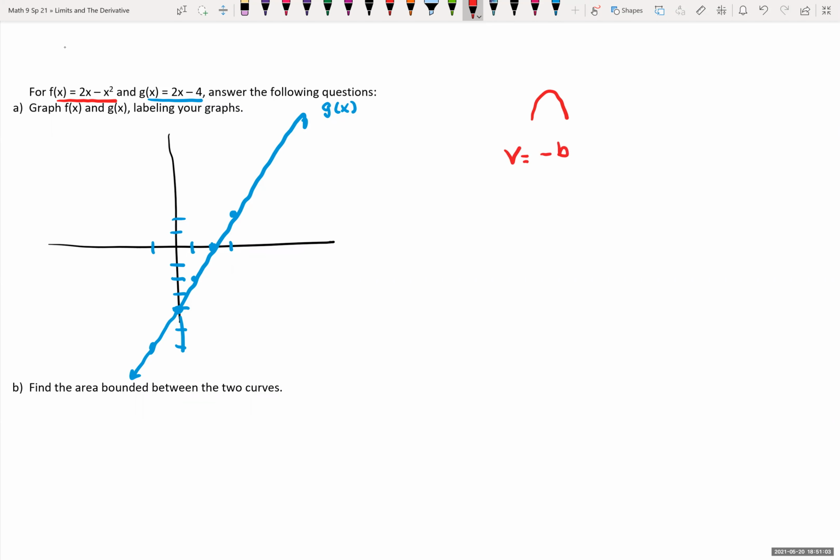One way is just go and do straight substitution. Vertex is at -b over 2a, and then we can go in and plug in that x value and figure out what the y value is. Actually, you know what would be faster? Let's just take the derivative. We get 2 minus 2x. Let's find out when this is equal to 0. And so this is when x is 1.